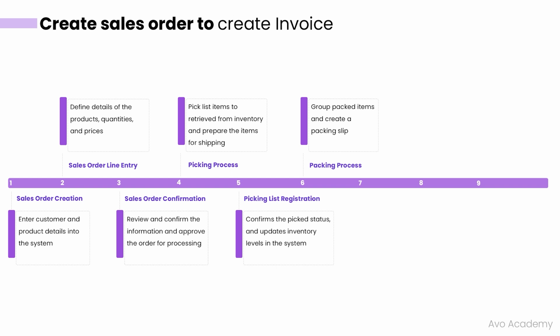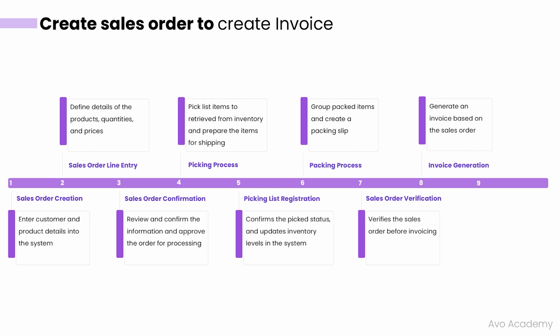items being shipped. The seventh step is sales order verification, where the user verifies the sales order to ensure accurate inventory adjustments and correct details before invoicing. The next or eighth step is invoice generation, where the system generates an invoice based on the sales order. The final step is invoice verification, where the invoice is checked, order confirmed, and marked as completed, and the payment is initiated to complete the O2C process.